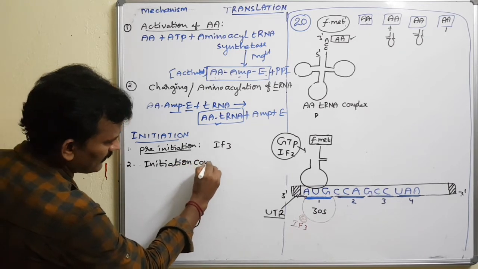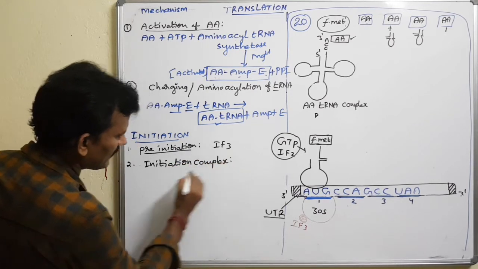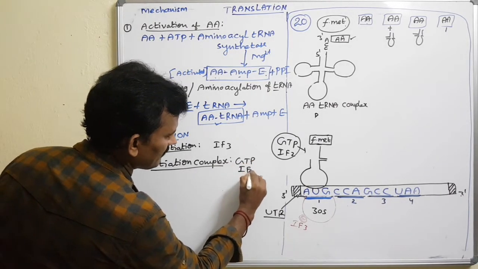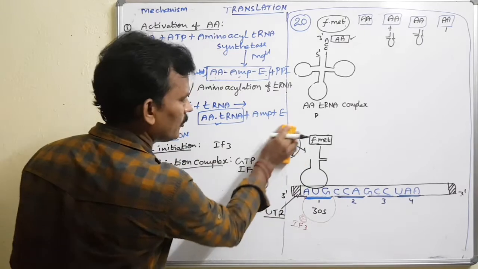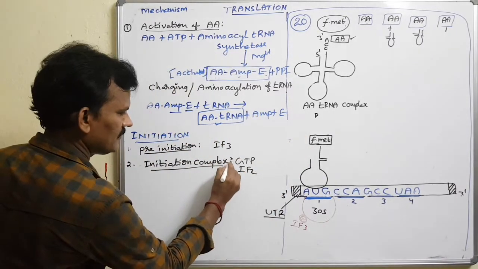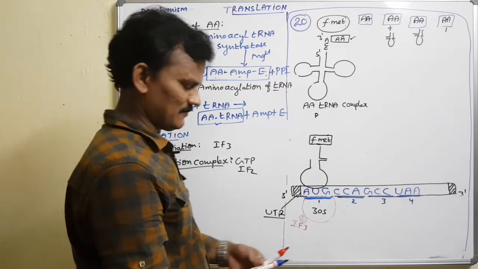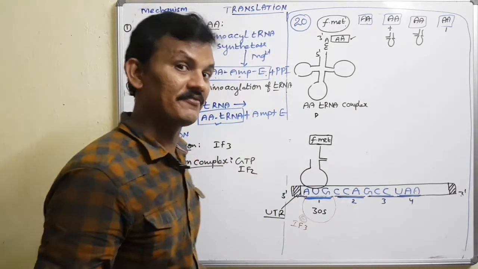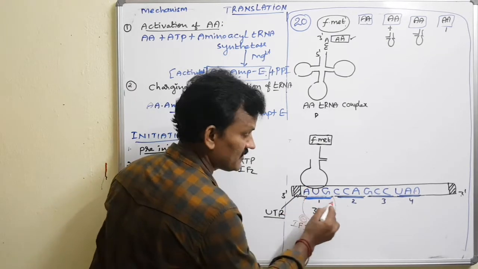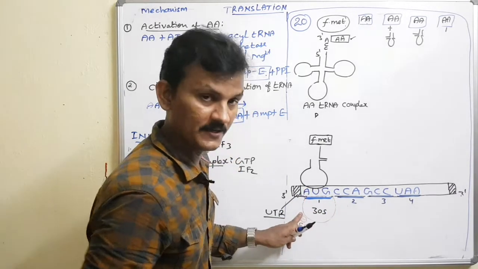In the initiation complex, what are the factors? The GTP as well as initiation factor 2. So there is no need to write that here, I have already mentioned it. In the third step, a larger subunit, the 50S ribosomal unit, is attached with the smaller ribosomal unit.